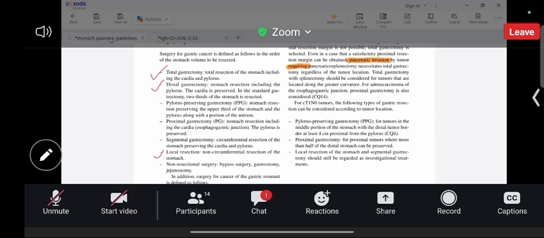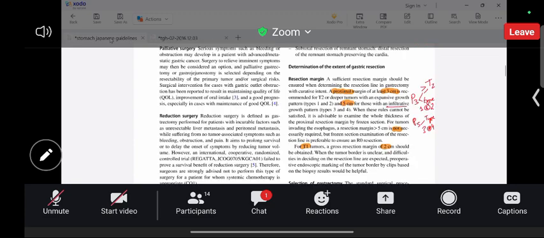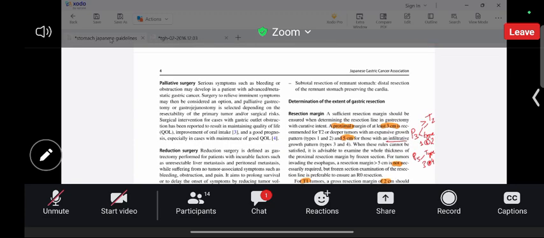In addition, there is surgery for cancer of the gastric remnant. If some surgery was done and the disease came again, we can also do surgeries on the gastric remnant. That will be completion gastrectomy if we remove the remnant totally, and subtotal resection of the remnant if we still leave some part of the stomach.